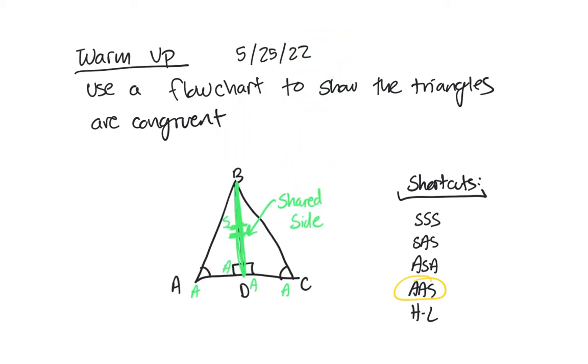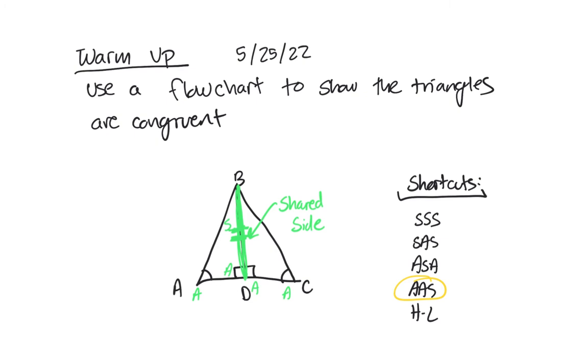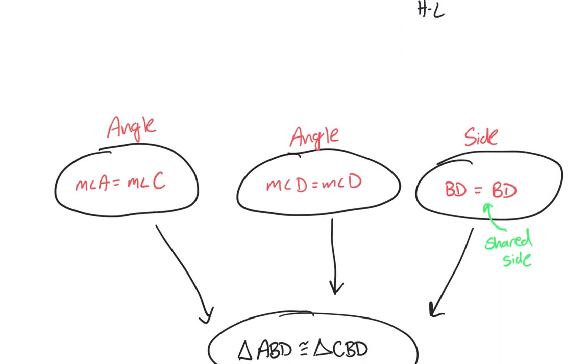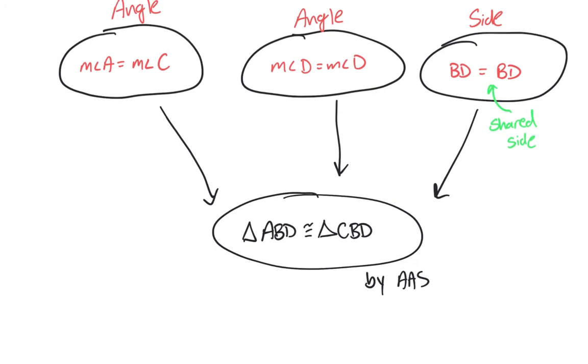But here's what I ended up doing in my work so that you can see what I got from my flowchart. I listed out the 2 angles that were the same, which were A and C, and then D and D. And then the third side, which is BD. So BD was equal to BD. We call that a shared side. Therefore, by angle, angle, side, triangle ABD is congruent to CBD. And again, a very important reminder: the order in which you list the letters matters. A and C must be listed in the same order, B and B in the same order, and then D and D in the same order by angle, angle, side. So that was the warm-up.